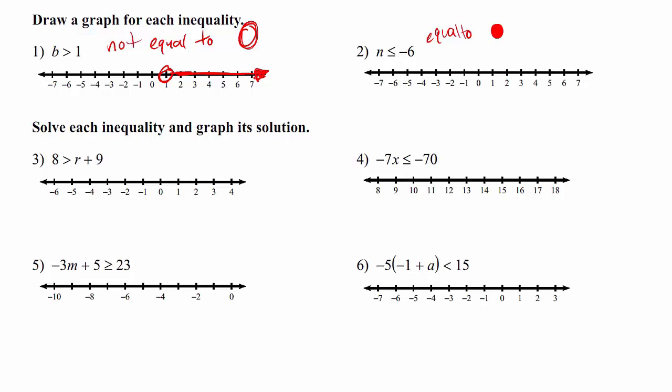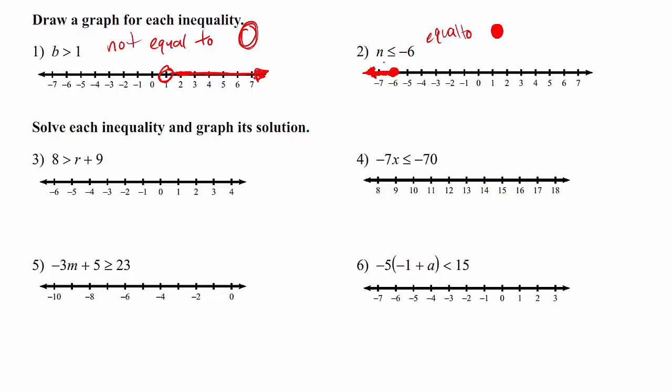On number 2, it's equal to, so we'll put a filled in circle at -6. We want to shade all the numbers that are less than or equal to -6, which is numbers to the left, or we can look at the inequality and say, that looks like an arrow pointing to the left. So if you notice the way I'm shading, it helps that I am using red, and it's coloring over where you can see it.